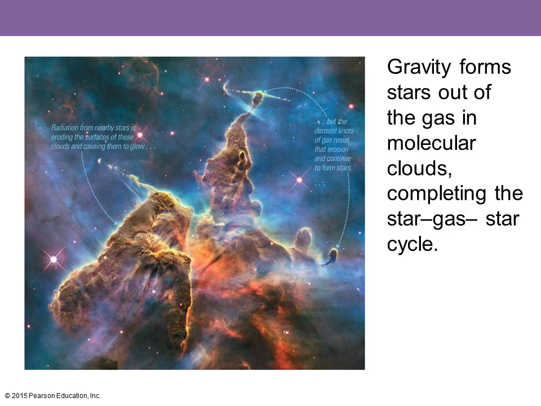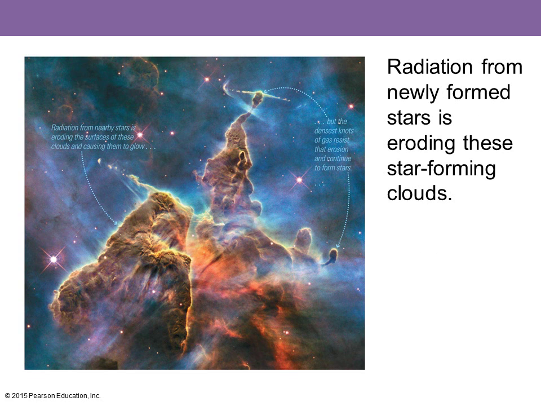Gravity forms the stars out of gas in the molecular clouds, and they complete the star-gas-star cycle. So we get atoms, we get molecules, and finally we get gravity bringing things together to form stars. Radiation from these newly formed stars is eroding, in this case, these star-forming clouds. So we're actually getting a combination of things happening here.